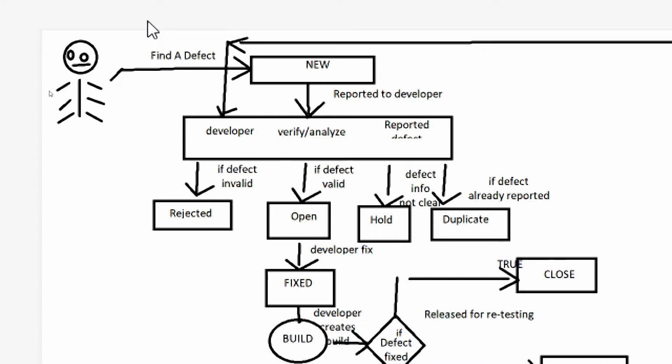For example, if a developer finds an issue and corrects it by himself in the development phase, then it is called a defect, okay? If a developer finds an issue and corrects it by himself in the development phase, then we can call it a defect. Then what is a bug?